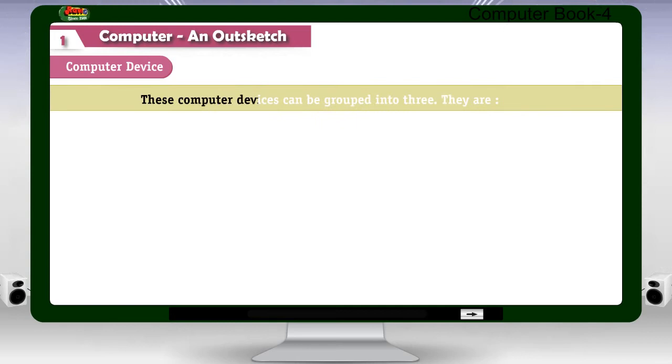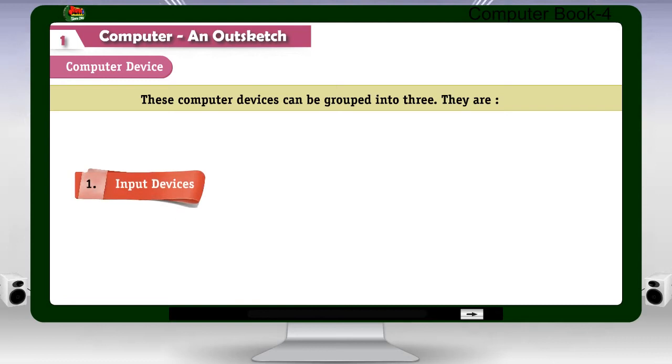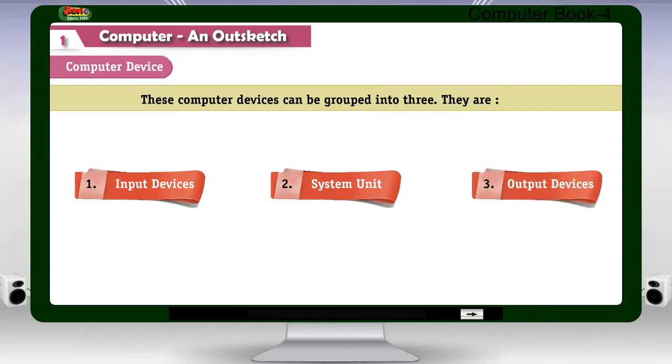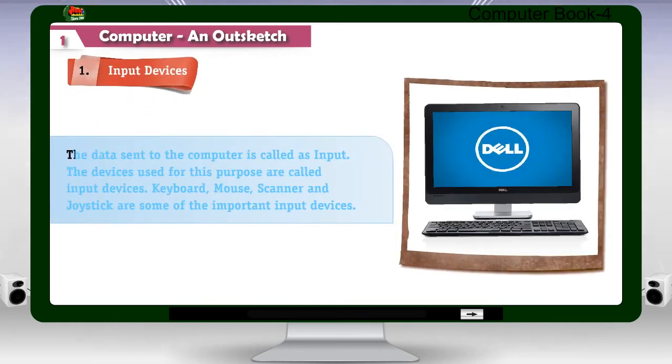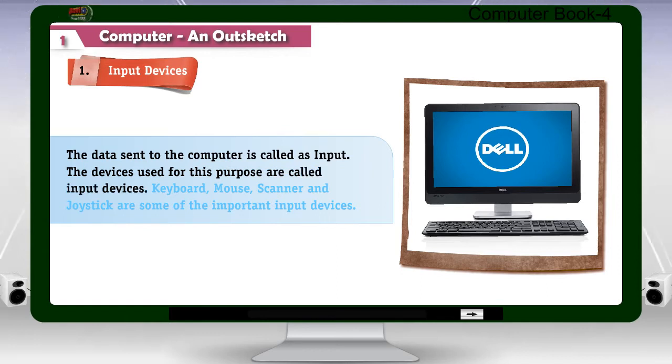These computer devices can be grouped into three. They are 1. Input devices, 2. System unit, 3. Output devices. 1. Input devices. The data sent to the computer is called input. The devices used for this purpose are called input devices. Keyboard, mouse, scanner, and joystick are some of the important input devices.